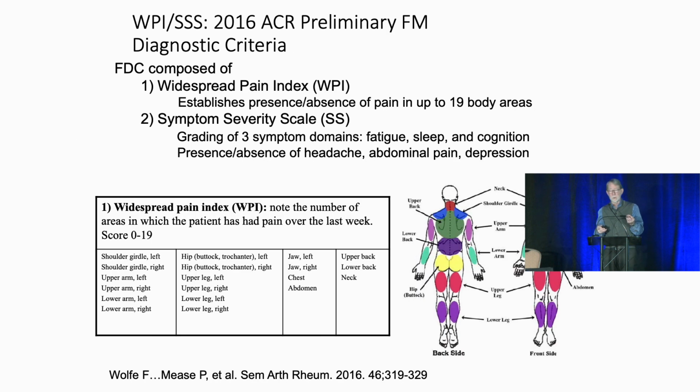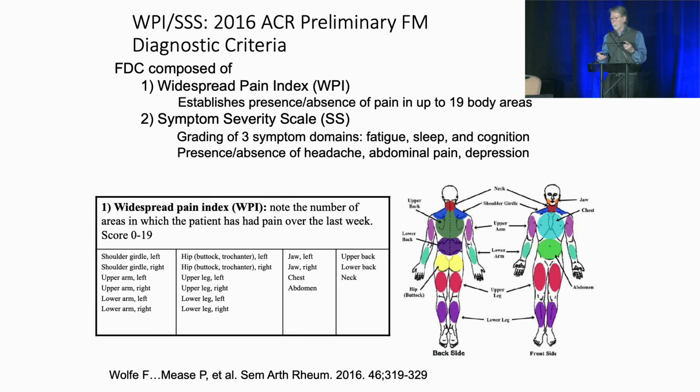Here is a tool that was developed by Fred Wolfe called the Widespread Pain Index and Symptom Severity Scale, in which we ask patients, where do you have pain in your body? And the more places that they have pain, and then as well have symptoms of fatigue, sleep disturbance, cognitive disturbance, and other symptoms, if they score high, then we know that they have a tendency toward having fibromyalgia or nociplastic pain.